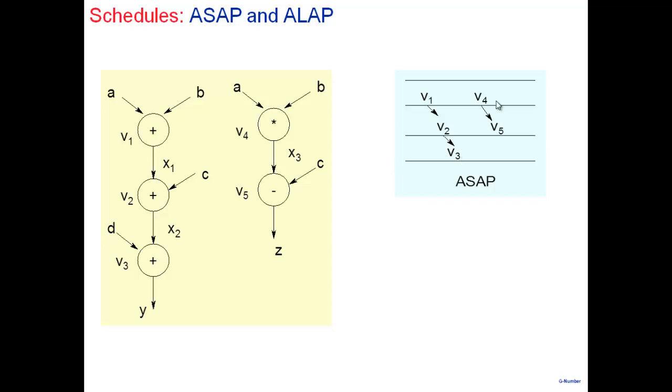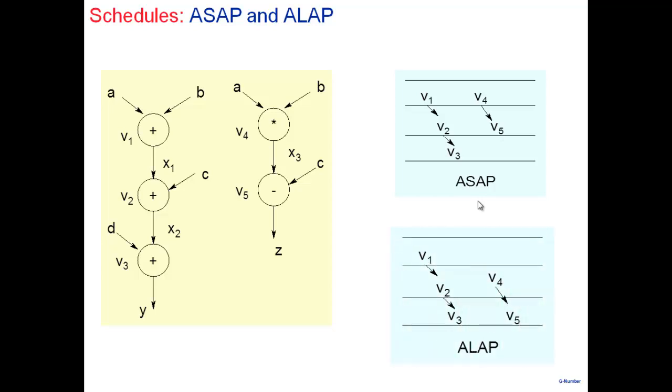Now V4, the earliest I can schedule is here. And V5, the earliest I can schedule is here. So simple, as soon as possible scheduling. As late as possible scheduling? Well, we are going to use a 3 clock cycle, let's say.